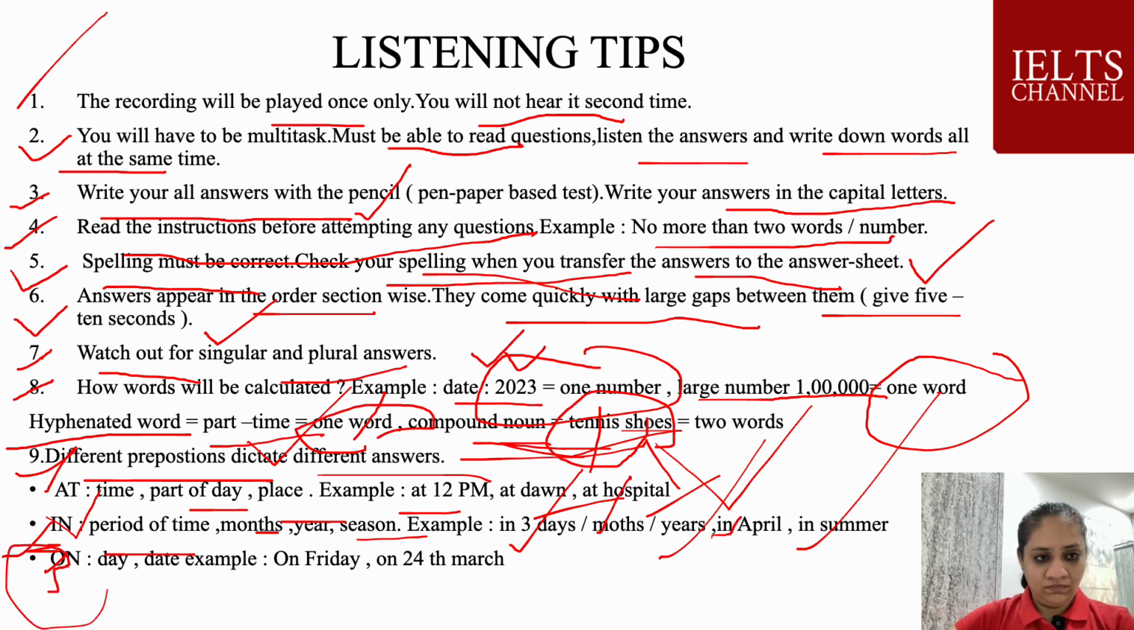The preposition on. So on is given and afterwards the blank is given. What you have to focus on is the day and date, for example, on Friday, on 24th March, on a particular day. So if on is given and afterwards the blank, you have to focus on the day and the date. We have now discussed almost all the grammar rules as well as the listening tips that are really important for the listening test. Now we'll do one listening test together, so you have a clear picture of it.